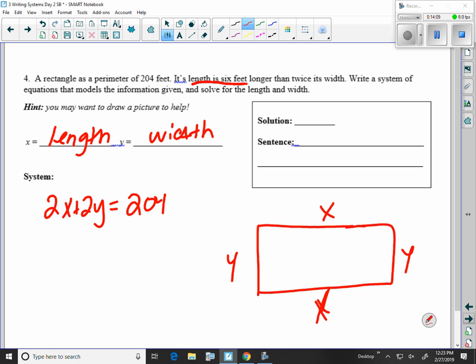Okay, now, the next part. Its length is 6 feet longer than twice its width. What value is our length? X, right? X is length. What does the word is mean? Equal. Yes, okay. X equals 6 feet longer than twice the width. How would we say that? 2y plus 6. You could say 6 plus 2y. Either way is totally fine. We use y because y is our width. You tracking? Okay. I know it's a lot. This one's a little bit more complicated. Okay, there's our second equation.